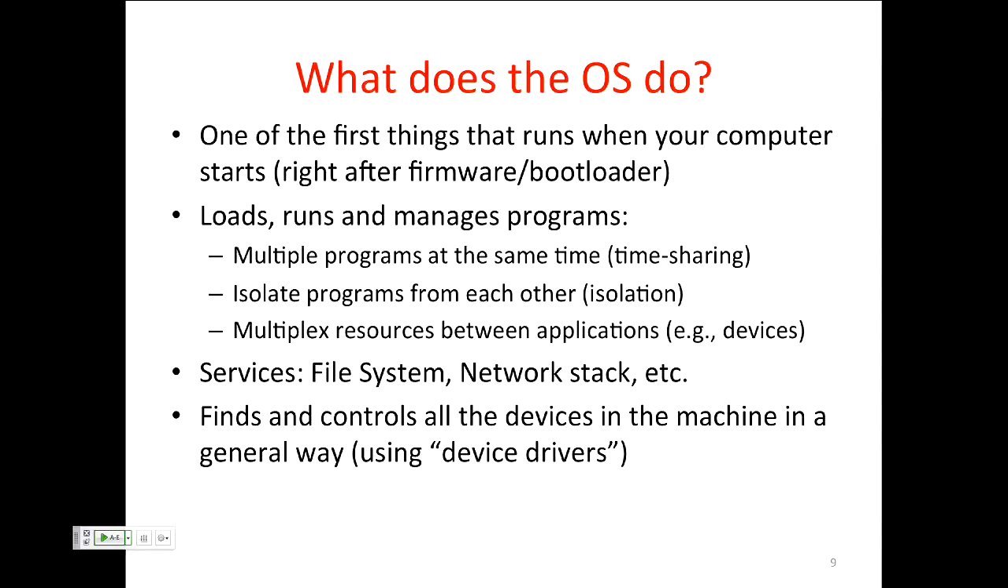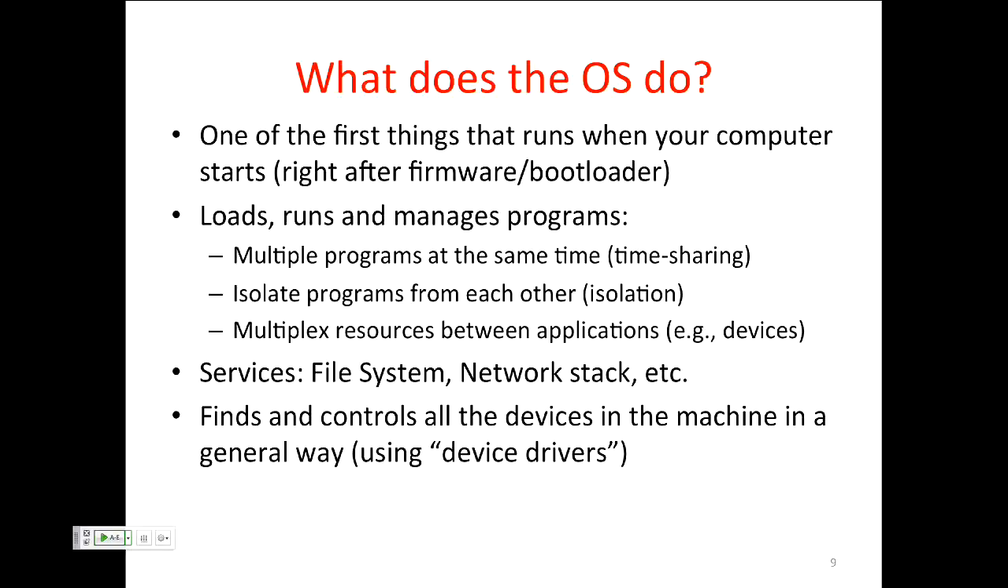And then the operating system's main job is to load, run, and manage other applications. So, for example, it's responsible for running multiple applications at the same time. So you can run a browser, and you can run an audio player in the background, and all kinds of things. It's also responsible for isolating these programs from each other so that, for example, a malware or virus can't harm any of the other applications running on your machine, at least in theory. And finally, it's responsible for multiplexing resources between applications.